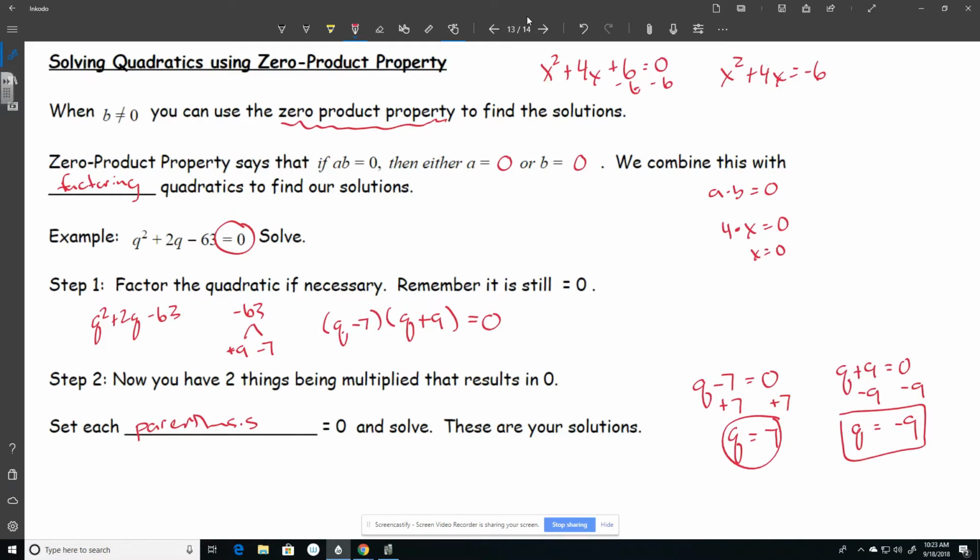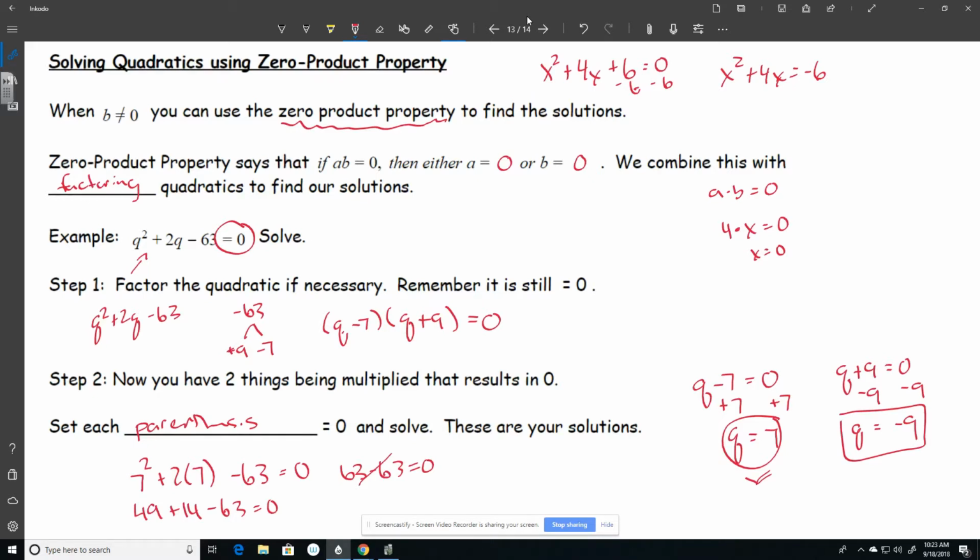Now we can test this. We can plug them in to my example right here. Let's start with the 7. So instead of q, I'm going to plug in a 7. And if it's correct, I end up with 0. So 7 squared plus 2 times 7 minus 63 is supposed to equal 0. 7 squared is 49 plus 14 minus 63 equals 0. 49 plus 14 is 63 minus 63 equals 0. And that definitely equals 0. So that is a correct solution.